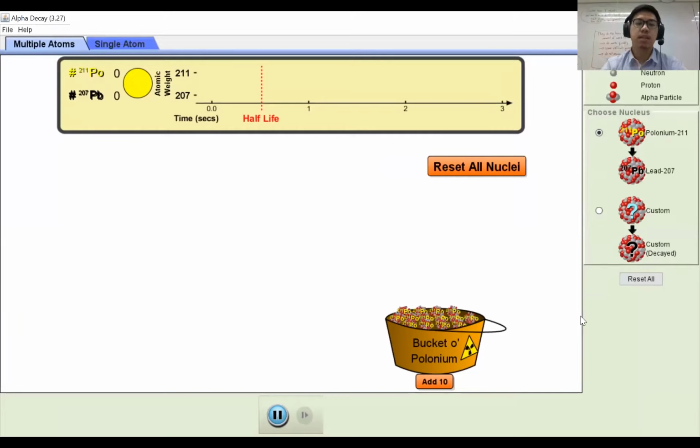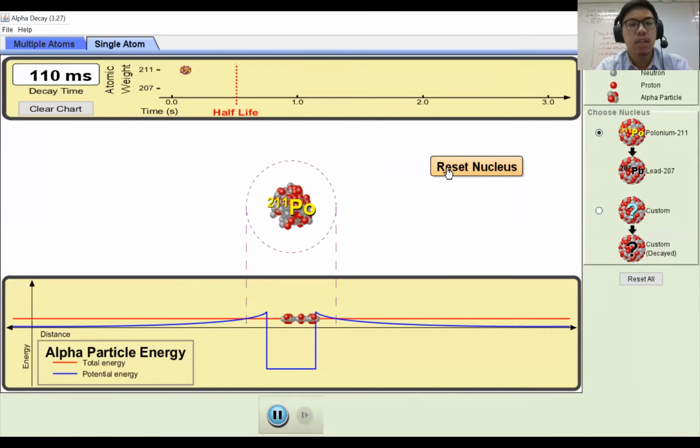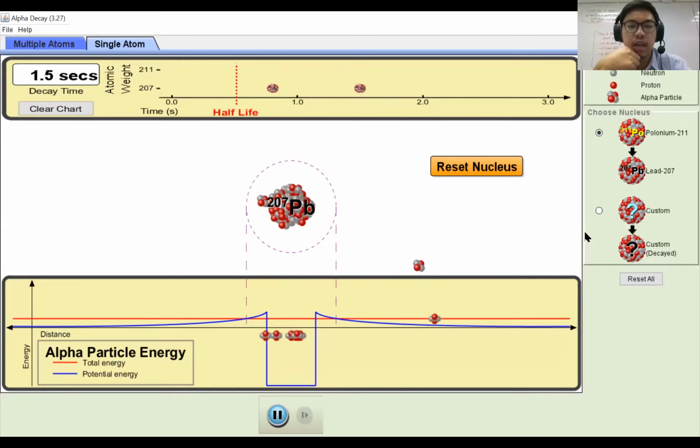Here I have an animation, and in this animation I want to show you what happens when a radioactive atom decays. This animation shows the alpha decay of polonium. As you can see, this is a single polonium and then it decays into lead. Let's see that again. The polonium is the parent nucleus. It's the original nucleus before it's decayed, and then it becomes the daughter nucleus, which is lead.